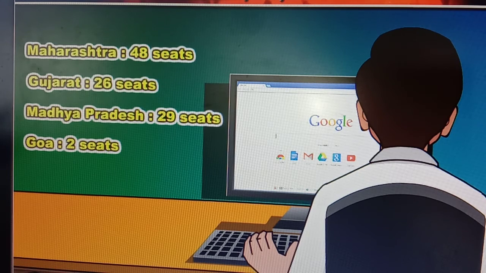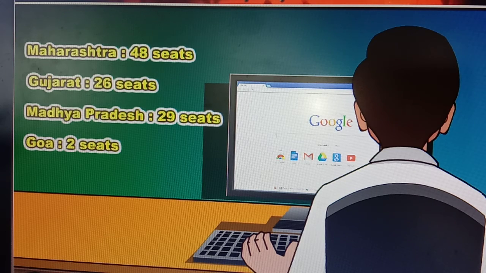And how many representatives are there in Lok Sabha? At present 543. So according to these seats, how many constituencies are there? 543 constituencies. From each constituency, one member is elected as a Member of Parliament. In this way, from all these states and union territories, they elect their representatives to the Lok Sabha.